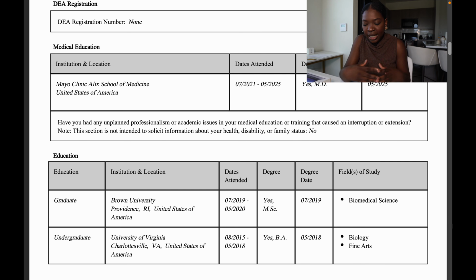The next one is any unplanned professionalism or academic issues that cause interruptions or extensions. So if you take a year off, this is the area where you need to explain that.